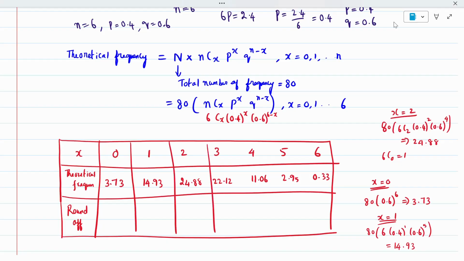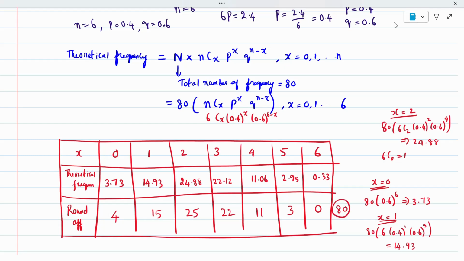Don't add everything as it is. If you add, 80 will not come. What we have to do is round off these answers. 3.73 rounded off is 4. 14.93 makes it an integer, 15. 24.88 is 25. 22 is 22 only. 11 is 11 only. 2.95 is 3, and 0.33 is 0. Now add all of them, and I get 80. If you get 80, your calculation part is correct and you have done it the correct way. So this is the way we have to do it.